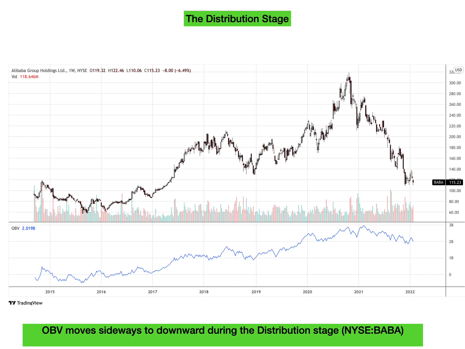After the markup stage is the distribution stage. In this stage, the market will start to sell off. The market opens high and closes low, resulting in a long red candlestick. The OBV also moves sideways to downward during this stage. The selling is fast and furious and sends a signal to the bulls that the rally is over.